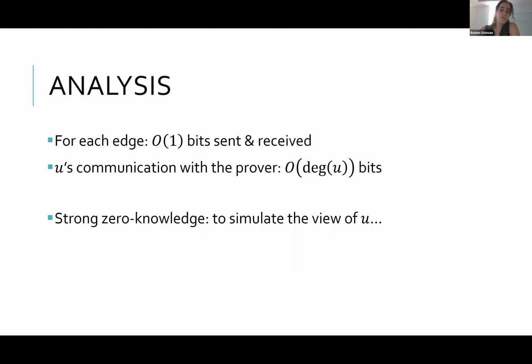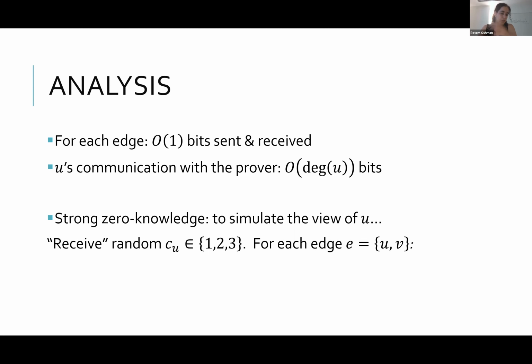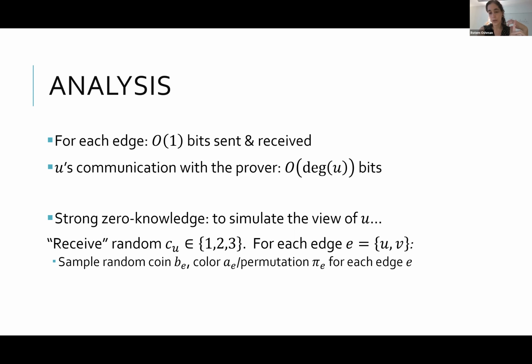Well, the prover gives you a color which looks just random. So the simulator will just pretend it's receiving this random color from the prover. After that, it's going to simulate what happens for every edge. And what is it that happens for every edge? We pick this random coin, and then we pick either a random color or a random permutation. We send the appropriate thing to the prover.